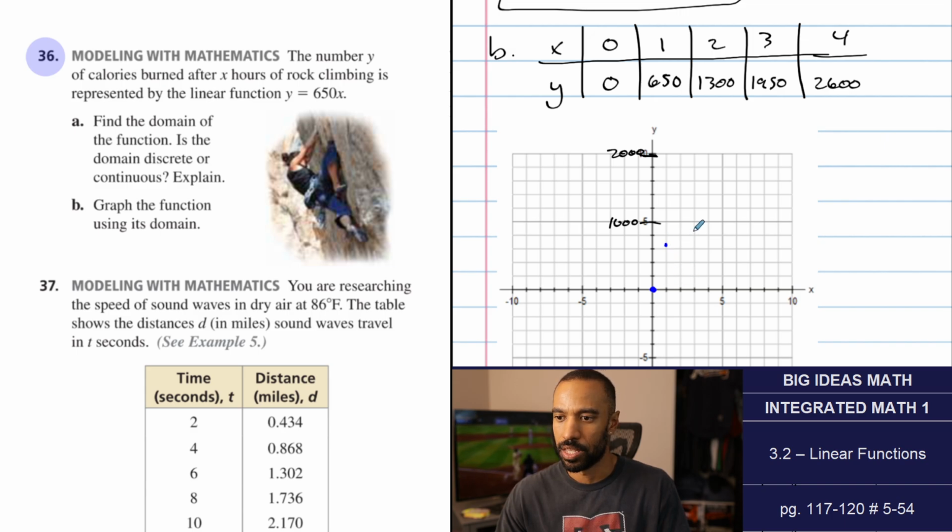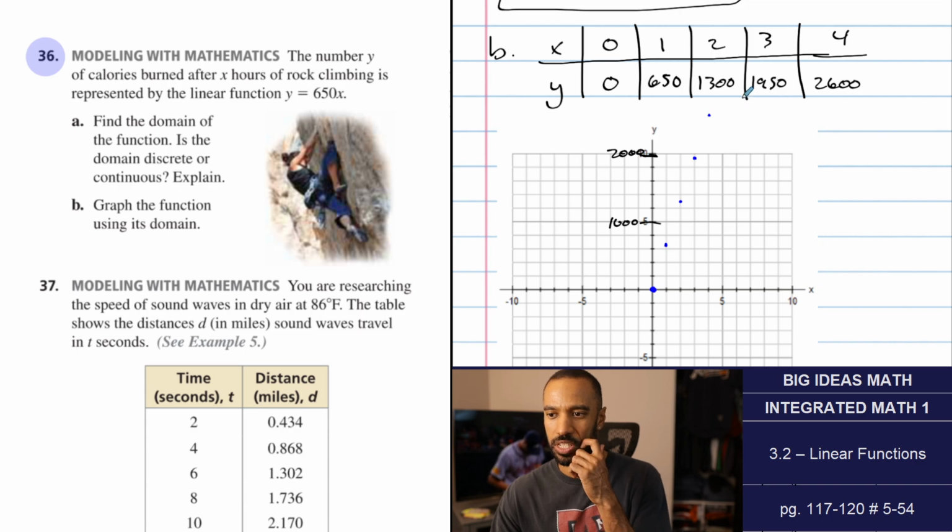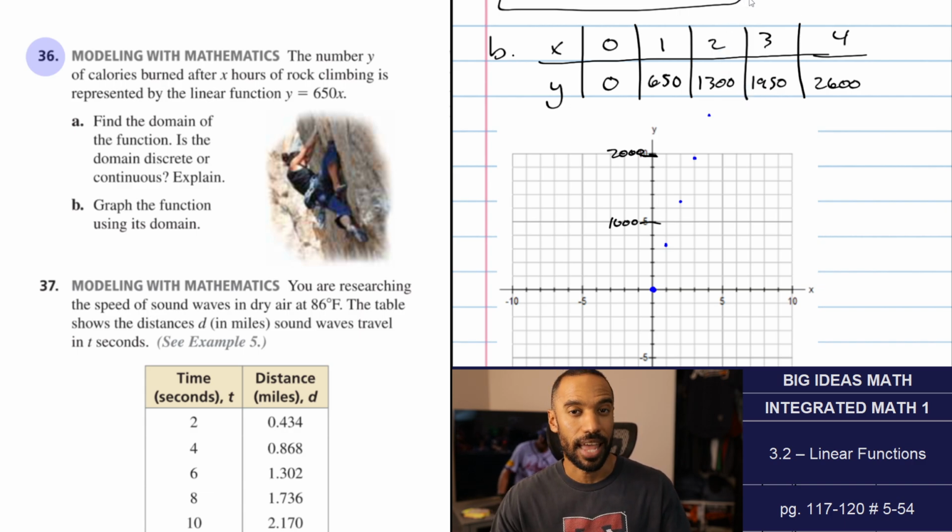2 hours in is 1,300. 1,000, 1,200, 1,400. 1,300 is right in between there. 1950, this is 1,800, and this is 2,000. 1950 is 3/4 of the way up between 1850 and 2,000. And if you wanted to try it, at 4 would be another 200, 400, 600. Let's see how close I was in actually getting 2,600 there as we connect the dots.